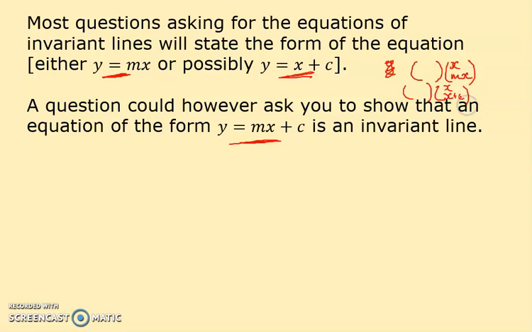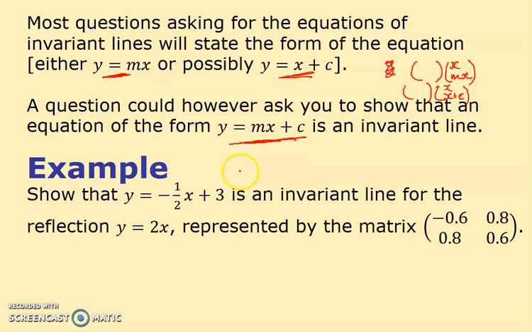But you'll notice there's only one thing to find, really. There's a c to find, there's an m to find. If you've got both of them to find, it's quite tricky. But they might just do it the other way around. So I've done one like this, and they said, show that this is an invariant line for this matrix, the reflection represented by the matrix.